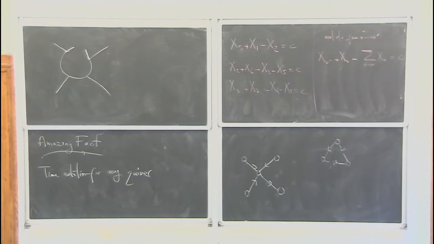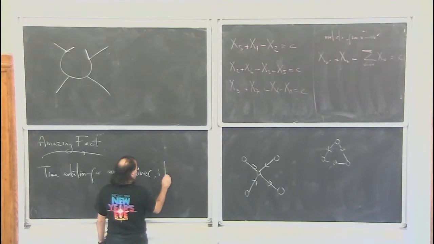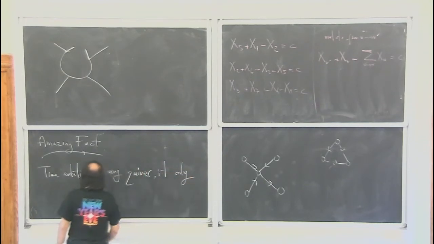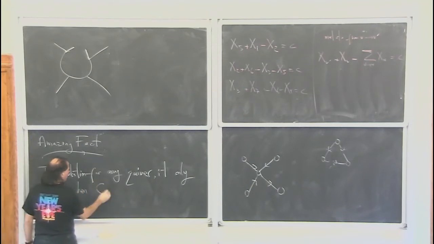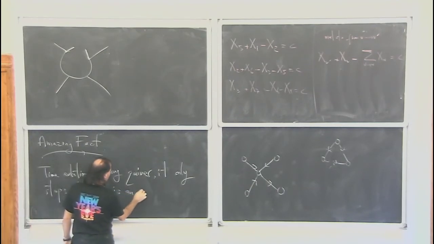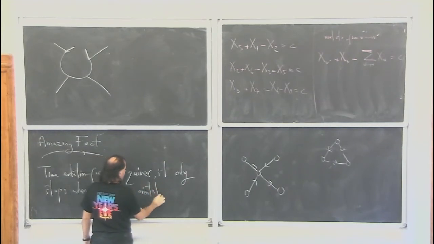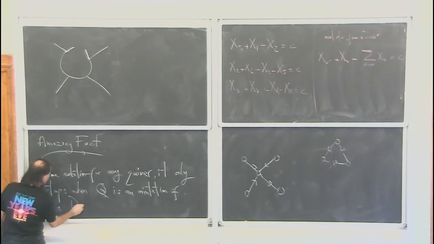If you draw a random quiver, you'll just keep going forever. It won't stop. You don't get a finite polytope. You're never done. So the amazing fact is, if I consider the time evolution for any quiver, it only stops when the quiver is an orientation of, in other words, just putting arrows on, a Dynkin diagram.